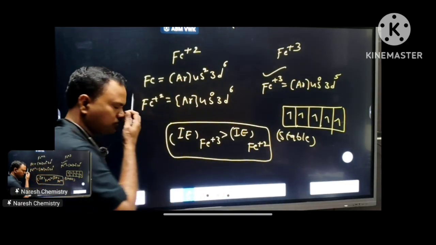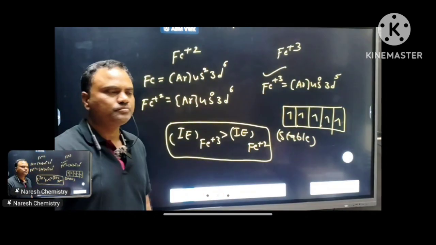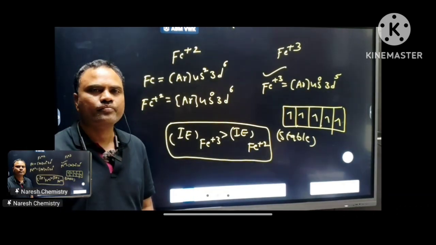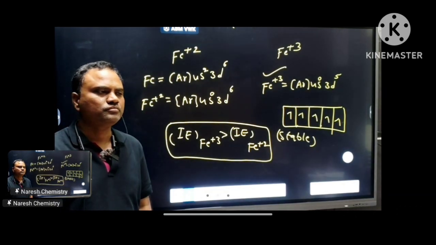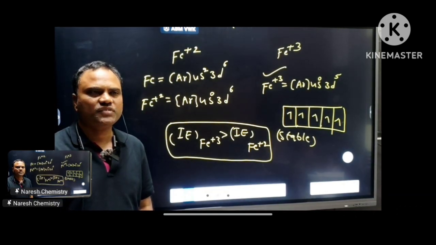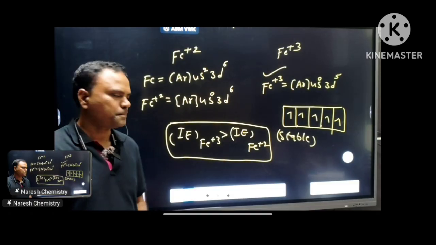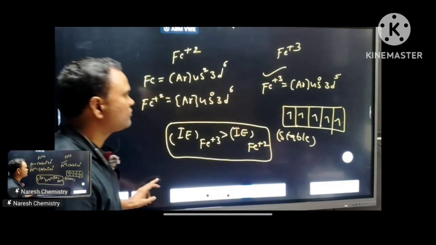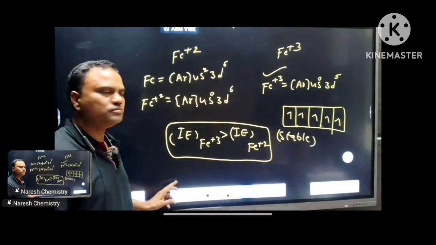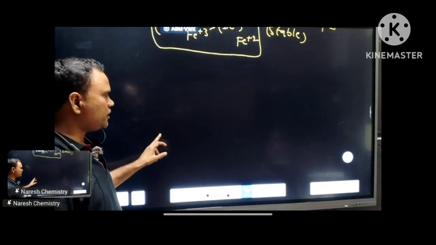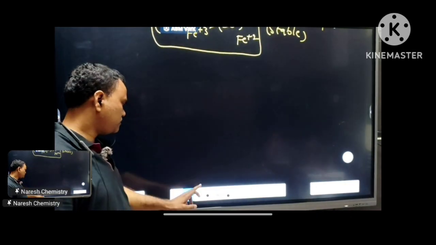Okay. This is easy, right? Can you do one question? Compare the ionization energies of these two.